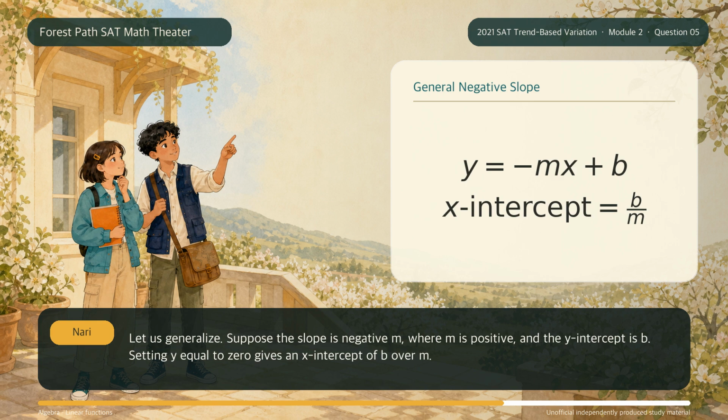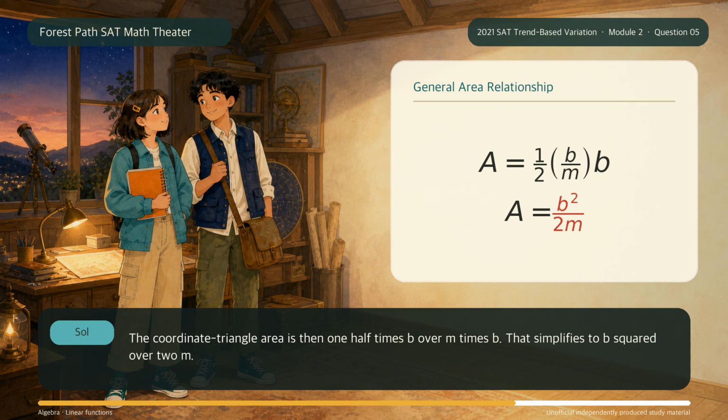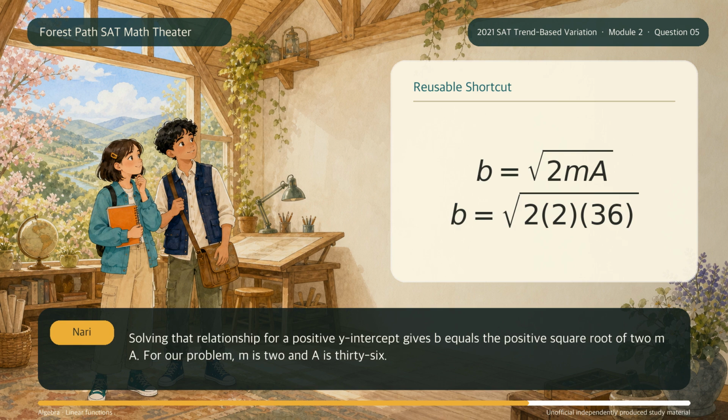Let us generalize. Suppose the slope is -m, where m is positive, and the y-intercept is b. Setting y equal to 0 gives an x-intercept of b over m. The coordinate triangle area is then 1/2 times b over m times b. That simplifies to b squared over 2m. Solving that relationship for a positive y-intercept gives b equals the positive square root of 2ma.